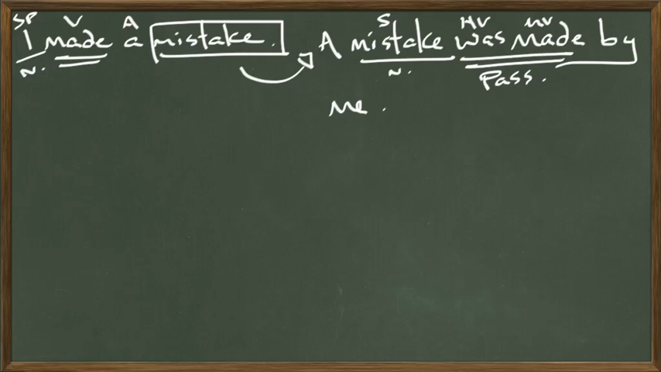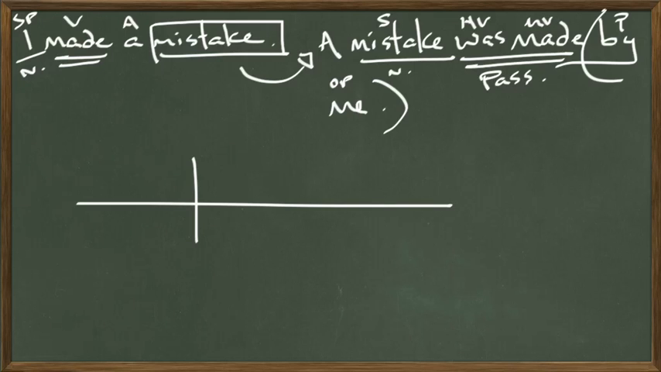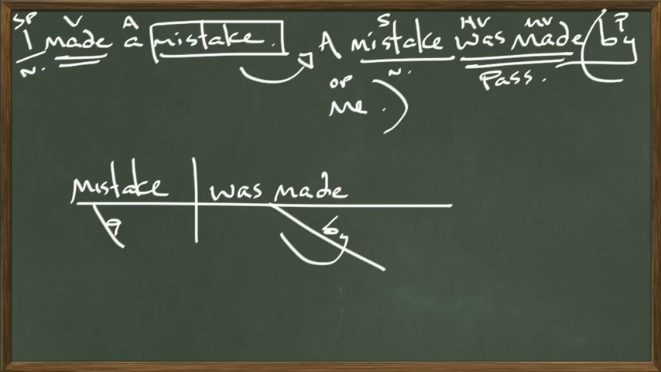So this sentence is a passive sentence, because the verb is a passive verb. By is a preposition. Me is the object of the preposition. And if we were to diagram it, we'd have a straight line to divide it. Oops, that's wrong. Mistake. Change it to a mistake was made by me. And I believe that's our last one.